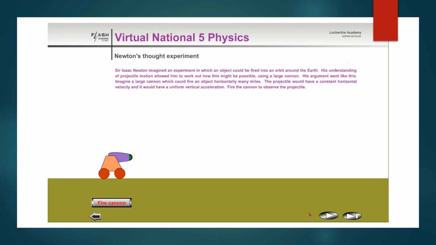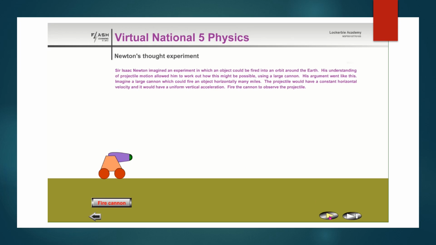Newton's argument went like this. Imagine a large cannon could be fired with an object horizontally many miles. The projectile would have a constant horizontal velocity and a uniform vertical acceleration, the uniform vertical acceleration being the acceleration due to gravity. Let's have a look at what this does. You can see that it travels a great distance because it has a large horizontal velocity.